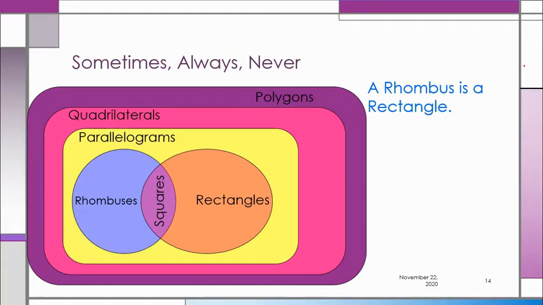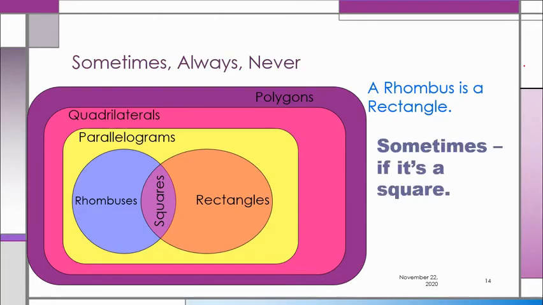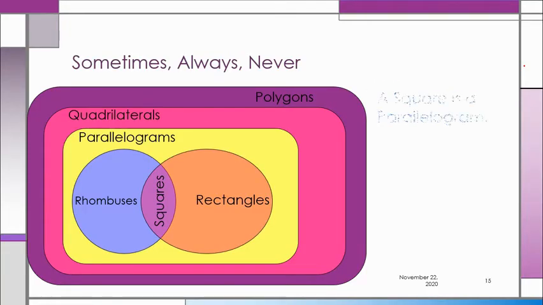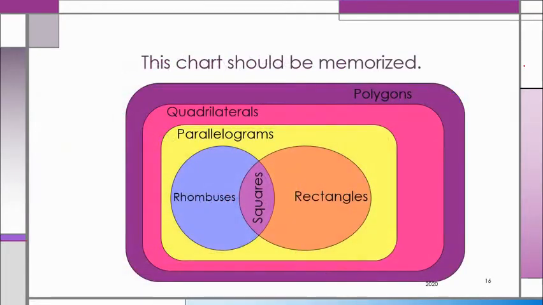A rhombus is a rectangle. Sometimes, if it's a square. A square is a parallelogram. Always. So you should have an idea and keep this chart in your mind. So let's take a look at an example.